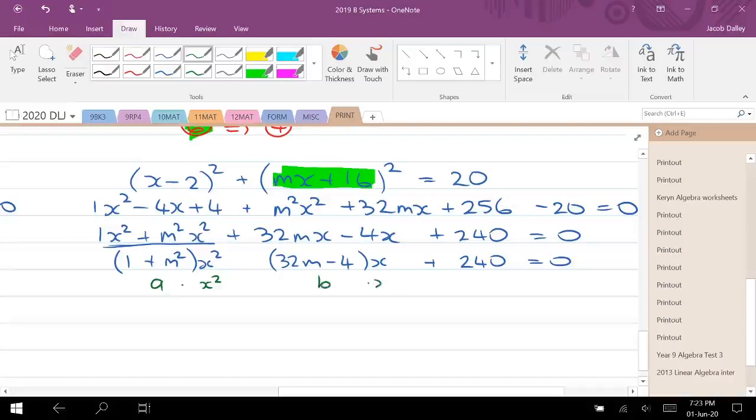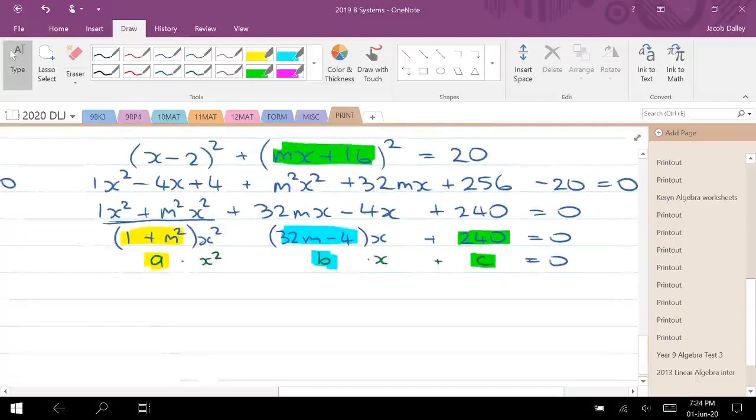Okay, so what we have here, I just drew this in green, is a times x squared, b times x, and c. So this bracket here, that's our a, and this bracket here, that's our b, and that last number 240 is our c. And that's all. So that's part of our generic quadratic formula. It seems weird that we've got whole brackets as our coefficients, but I'll show you how that works in a moment.